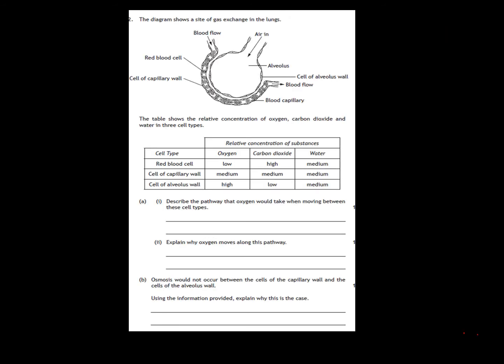So this is where the questions start to get slightly trickier. This is taken from a past paper. It says the diagram shows a site of gas exchange in the lungs, and the table shows the relative concentrations of oxygen, carbon dioxide, and water in 3 cell types. So you've got your red blood cell, your cell of your capillary wall, and your cell of your alveolus wall, which are your different cell types. And then you've got your oxygen, your carbon dioxide, and your water. So for A1, it says describe the pathway that oxygen would take when moving between these cell types.